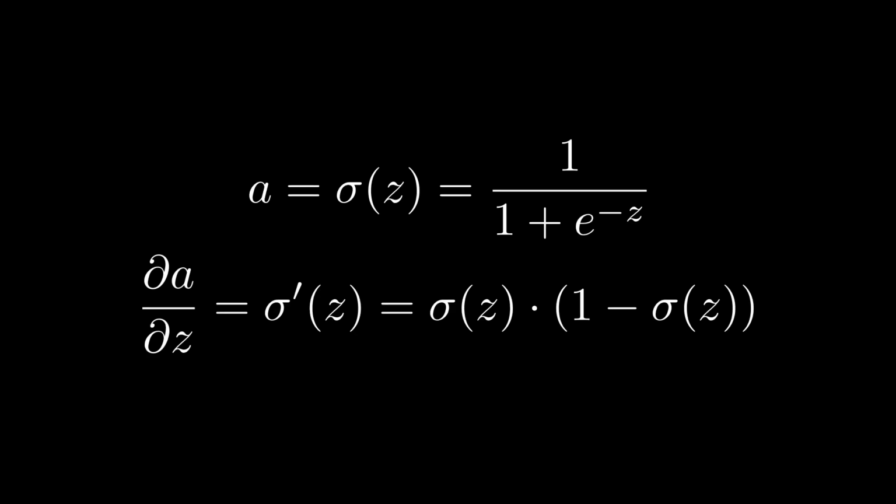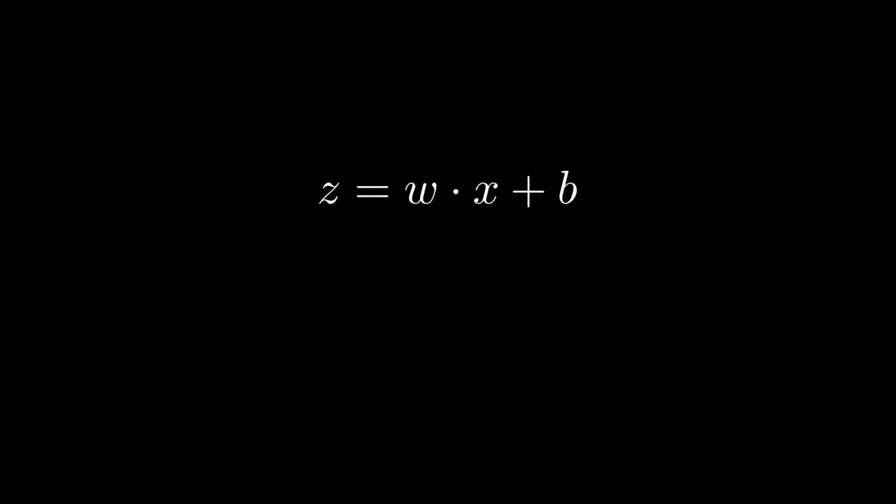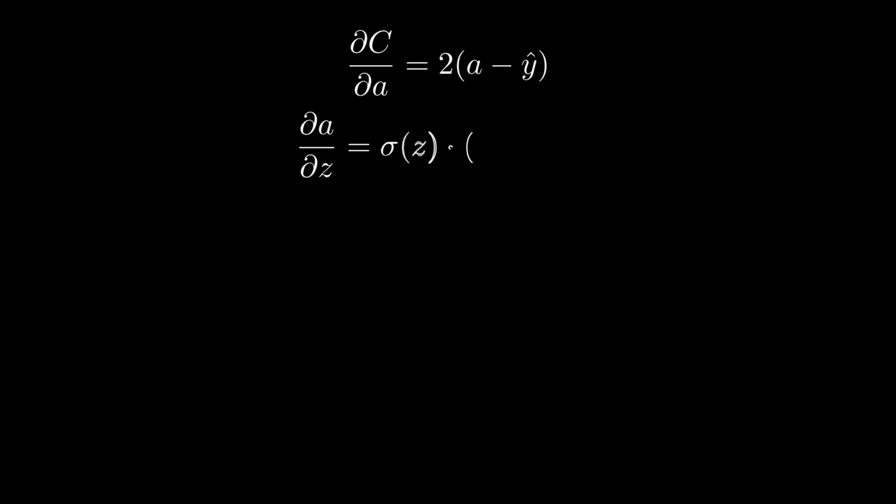It is just s multiplied with 1 minus s. Nice. And how about dz over dw? Well, that is just a linear function, which should be pretty straightforward. It is going to be just the previous a. And we have the same thing for b. We just replace w's with b's.